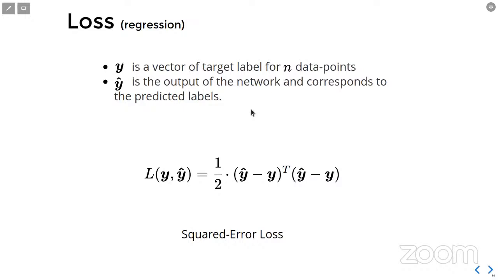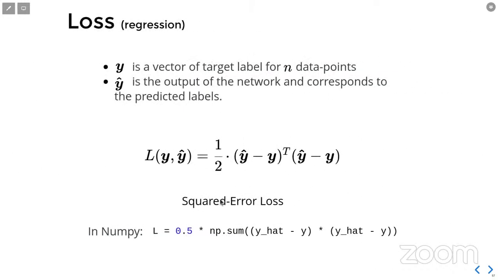Again, we have to look at the loss function. We need to define a loss function which will give us an evaluation of how good the model currently is. For regression, it's the familiar squared error. In NumPy, you can very easily calculate this as (y hat minus y) transpose times (y hat minus y), or this way. Both are the same.